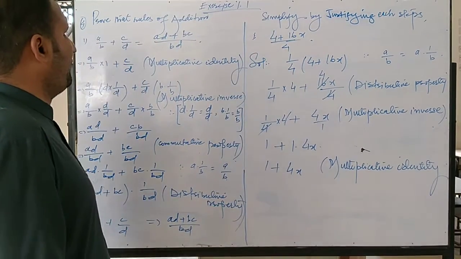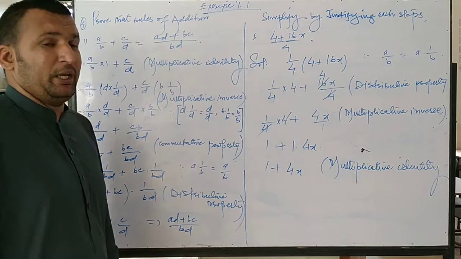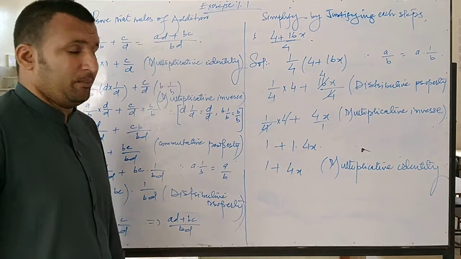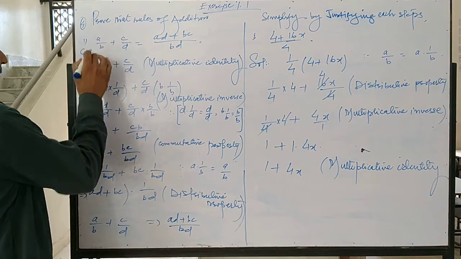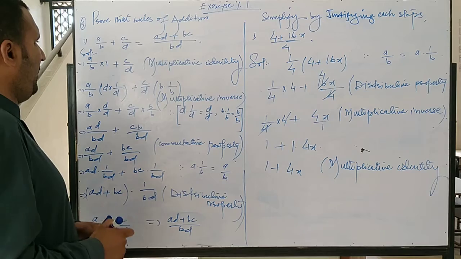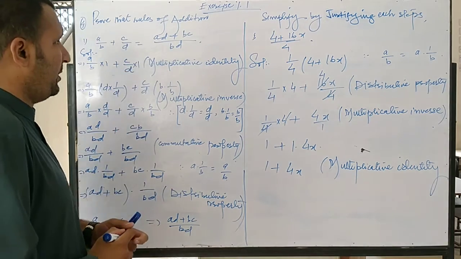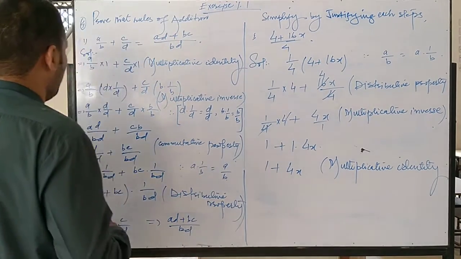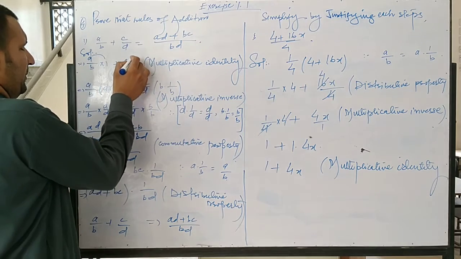Means prove the rules of addition. First of all, we have the problem a upon b plus c upon d, convert into ad plus bc upon bd. Means first of all, taking the solution: a upon b multiply 1 plus c upon d multiply 1. This is the property of multiplicative identity. Means we have multiplied 1 with a upon b and 1 with c upon d.